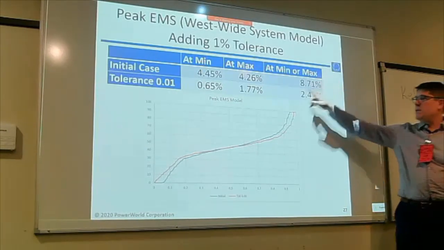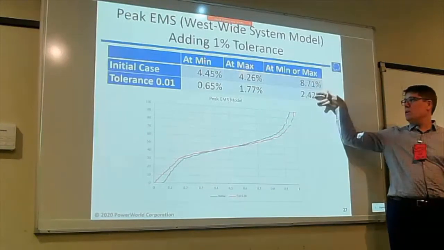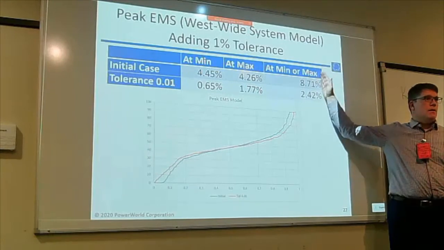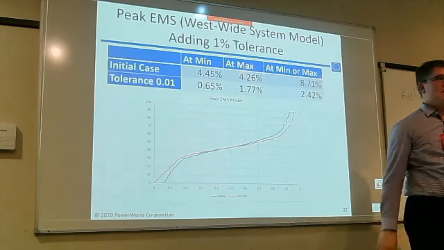Yeah, and the same happened here. This was a wet case, about half of them go away. About half of them go away in the east, giving just a 1% tolerance. And about half go away in ERCOT.